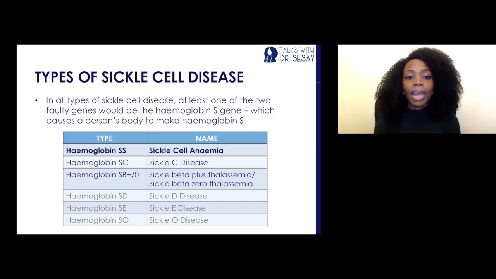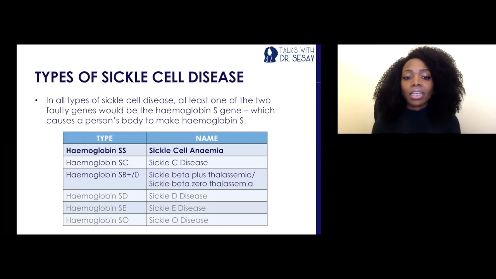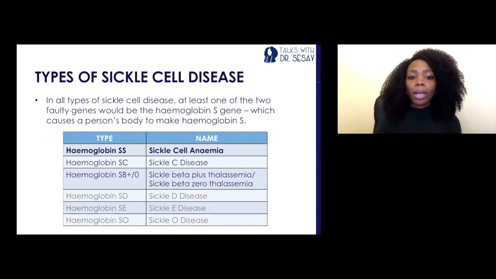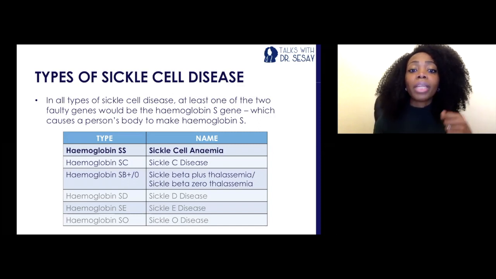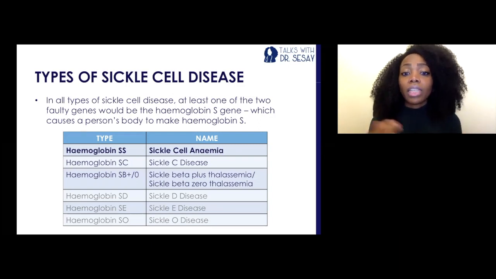So if you have hemoglobin SS, that means that you've inherited 2 of the hemoglobin S genes from either parent. Then you have what's known as sickle cell anemia. And this is the most common and the most severe form of sickle cell disease. Another type of sickle cell disease is hemoglobin SC, which is sickle cell C disease. So that's where people have the hemoglobin S, but they also have an abnormal hemoglobin known as hemoglobin C. So that's sickle cell C disease.